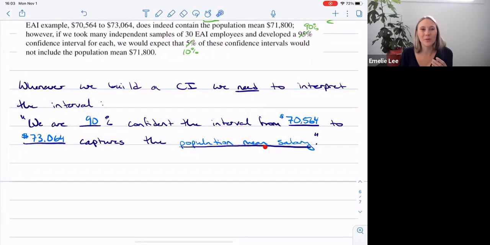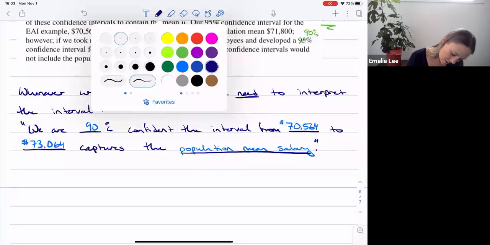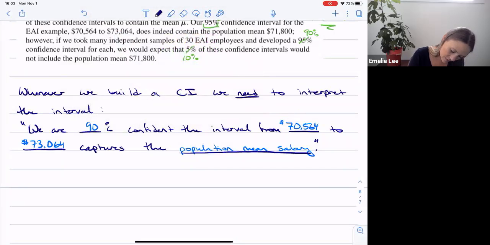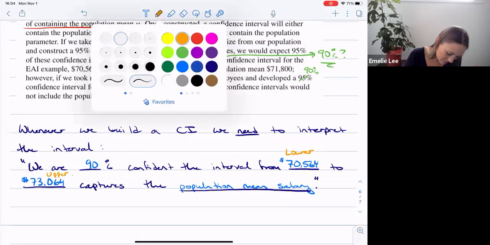Right, because the population mean salary, that's not always the case, but the population mean of whatever you're talking about, that's what you're 90% confident that you've captured, right? And so this is going to be your lower bound, and this is going to be your upper bound, right? So that's going to be really important. So our 90% confidence interval, highlight that.